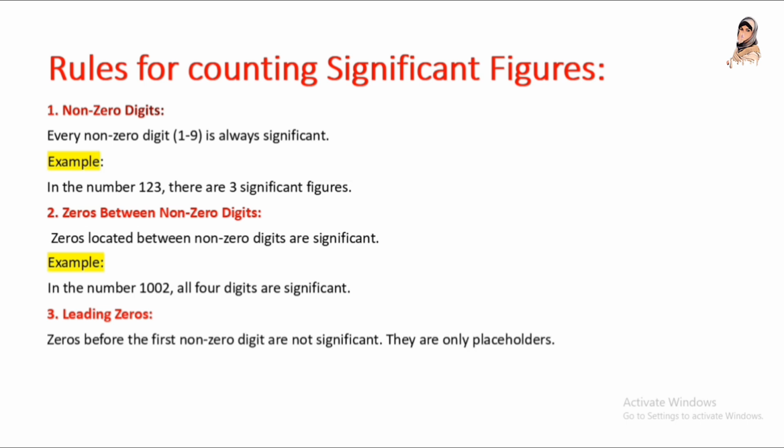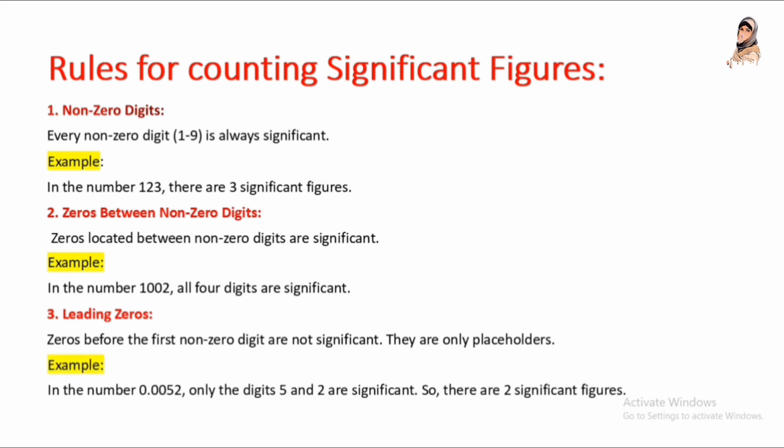Rule number 3, leading zeros. If zeros are present before the non-zero digits, then the zeros are not significant. They are only placeholders. For example, in the number 0.0052, the zeros are placed before the non-zero digits. Then here only the digits 5 and 2 are significant, so there are 2 significant figures.